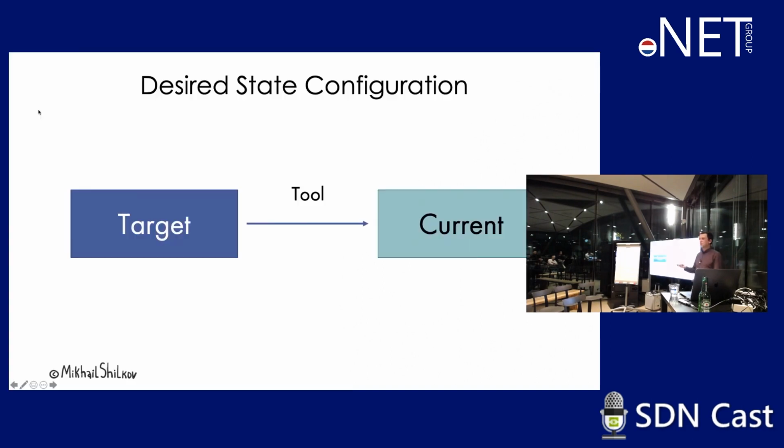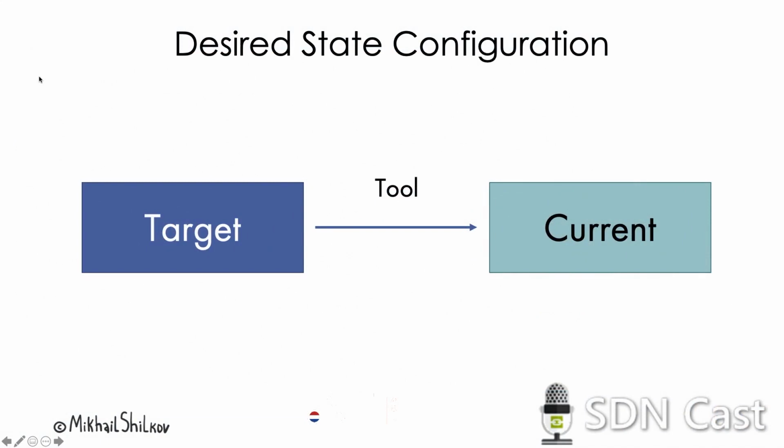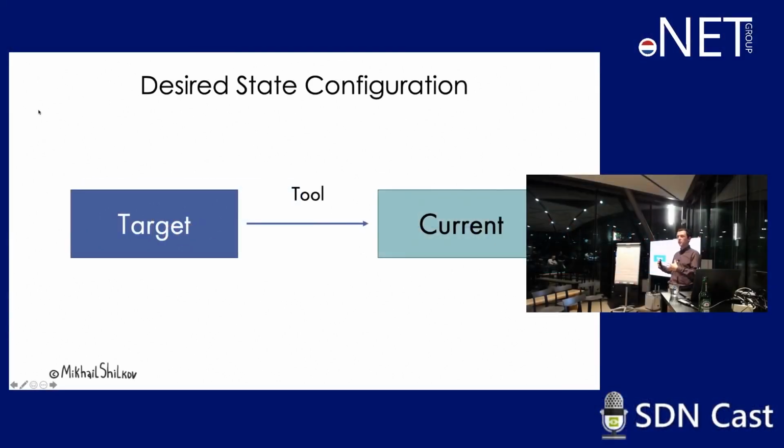So instead of describing the steps how to get there, you describe the target state. And then the tool takes care of comparing the target state that you describe with any possible current state that you currently have, and then figuring out the mechanics of how to bring the current state to the target. So you manage one thing, and then the tool can automate the rest.